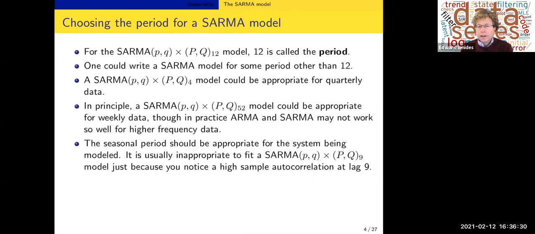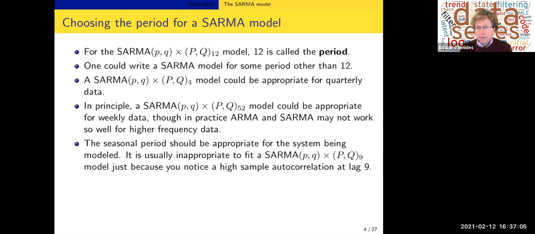Now, the number of time points in the seasonal part of the model is called the period of the SARMA. It's 12 for monthly data, 4 for quarterly. Generally, this is not a parameter you're going to estimate. It's going to be something that's given by the structure of the data. So you could use (P,Q) cross big (P,Q) 52 for weekly data.